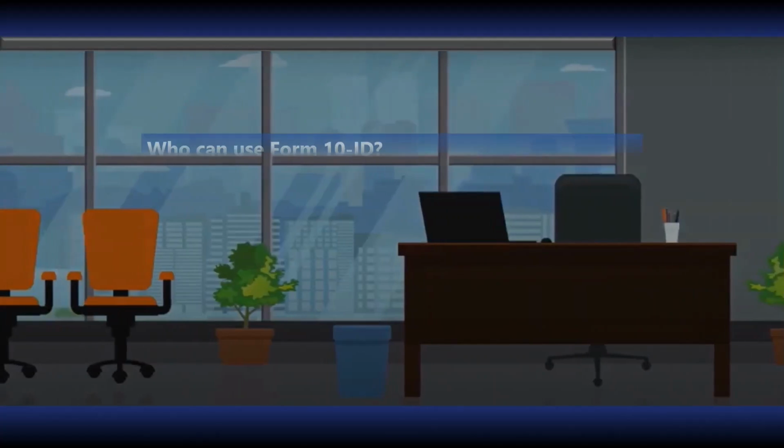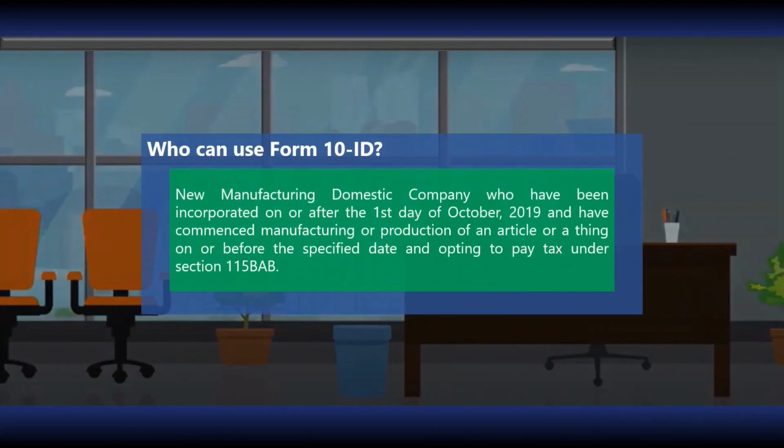The form can be used by new manufacturing domestic companies who have been incorporated on or after 1st day of October 2019 and have commenced manufacturing production of an article or a thing on or before the specified date, and are opting to pay tax under Section 15BAB.